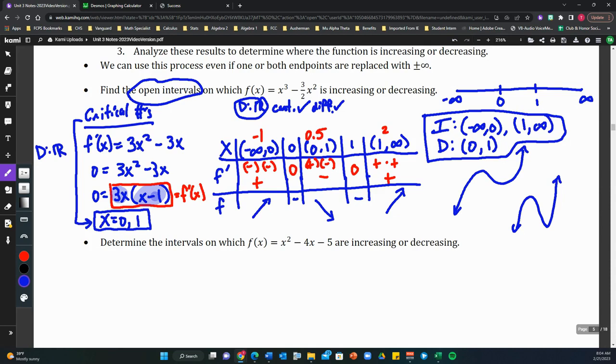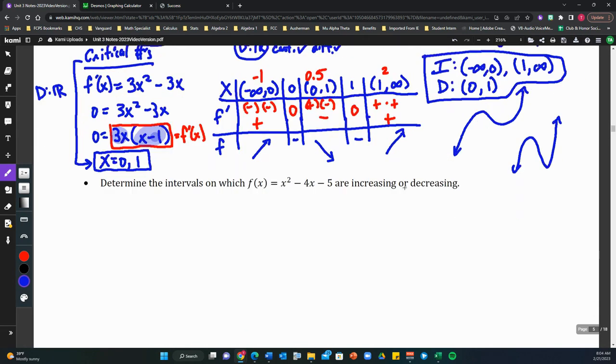There are plenty of functions where the derivative equals 0 or is undefined, but we do not actually end up changing directions around those critical numbers. So don't get into the assumption game. That'll get you into trouble. All right, let's try another one.